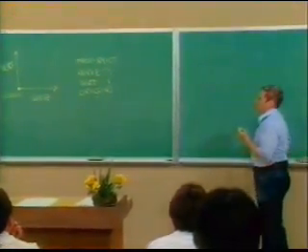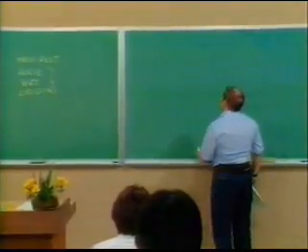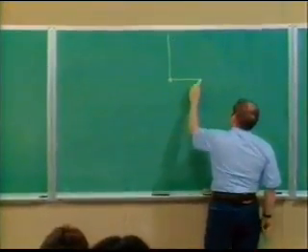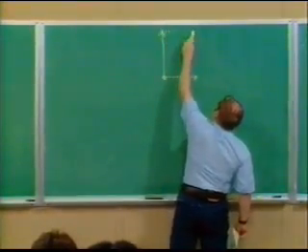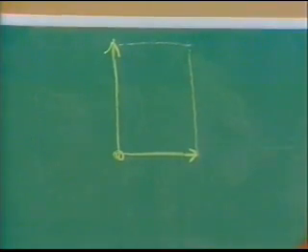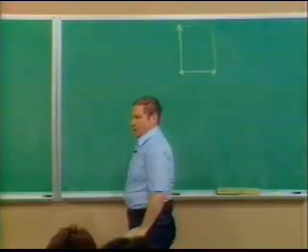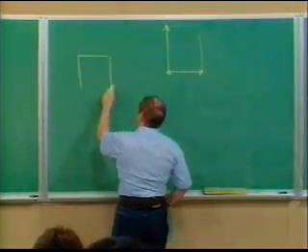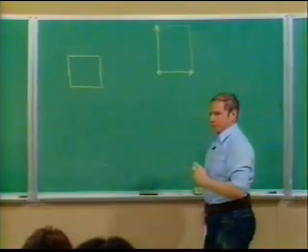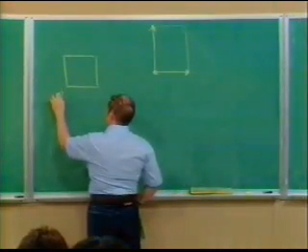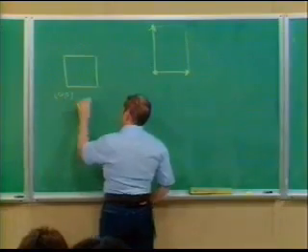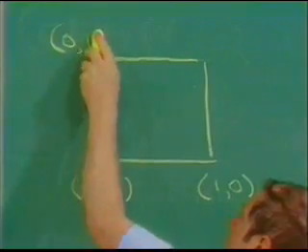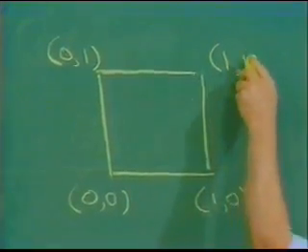How do we think about that? Well, one way to think about that is that any time I give you a rectangle, that defines, in some sense, a transformation from a standard square into that rectangle. Let me see what I mean. By the standard square, I mean a square whose coordinates are 0, 0, and 1, 0, and 0, 1, and 1, 1.